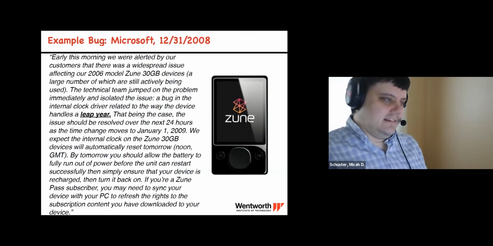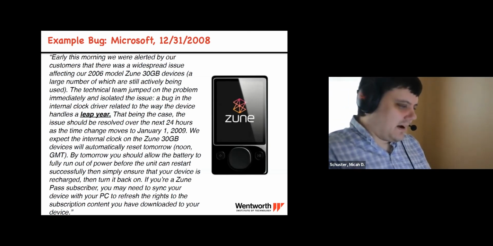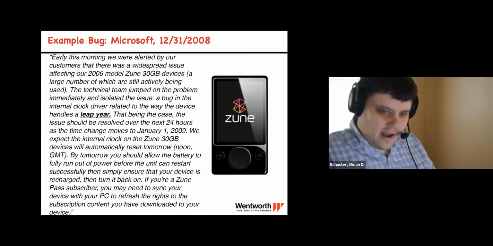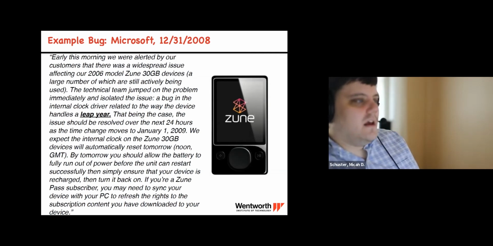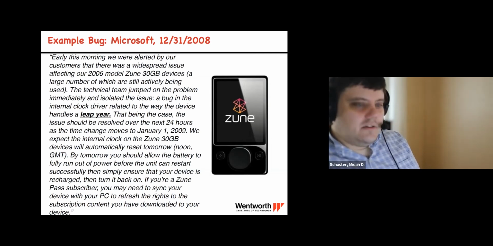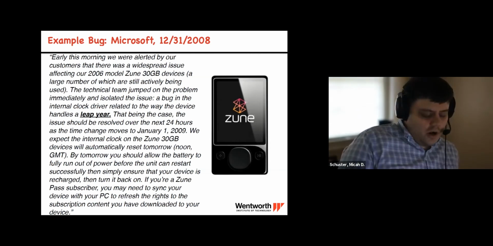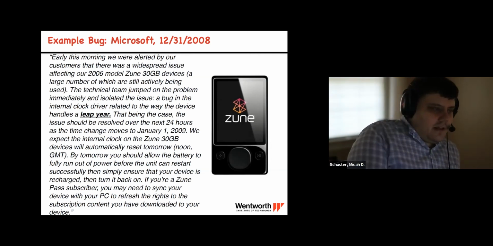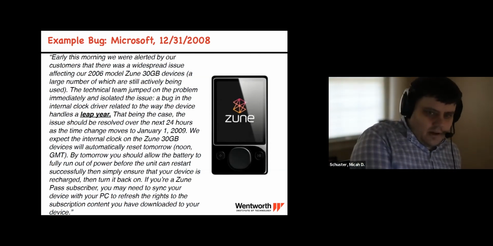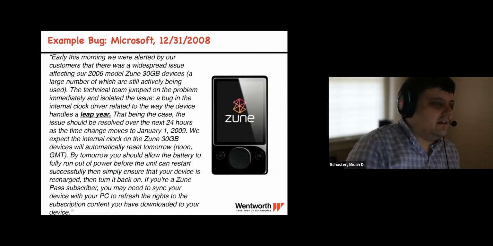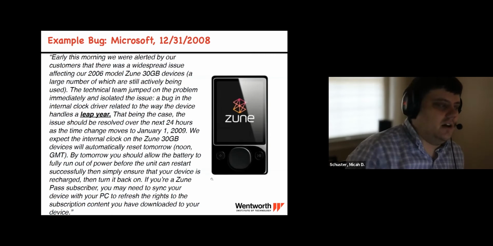Now, Microsoft doesn't make Zunes anymore. Think of an iPod style thing. This occurred in 2008 on December 31st. I don't know exactly what specific version of the software it was, but their press release mentioned the 2006 model of the Zune, and they had a technical problem.